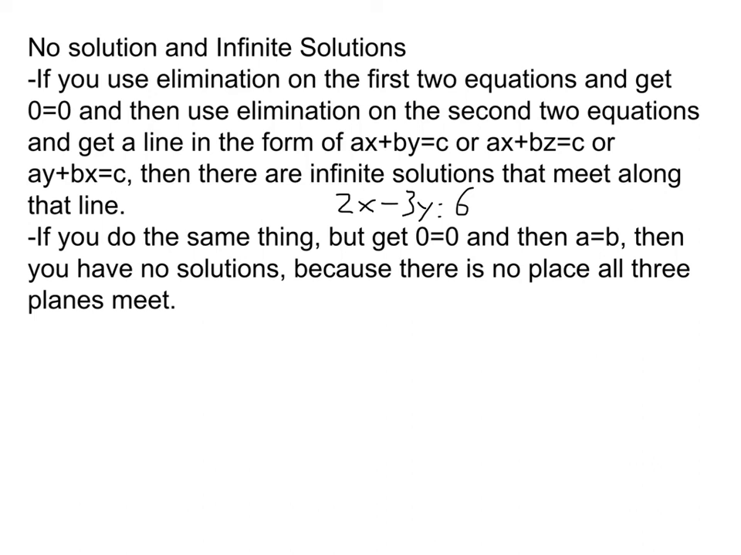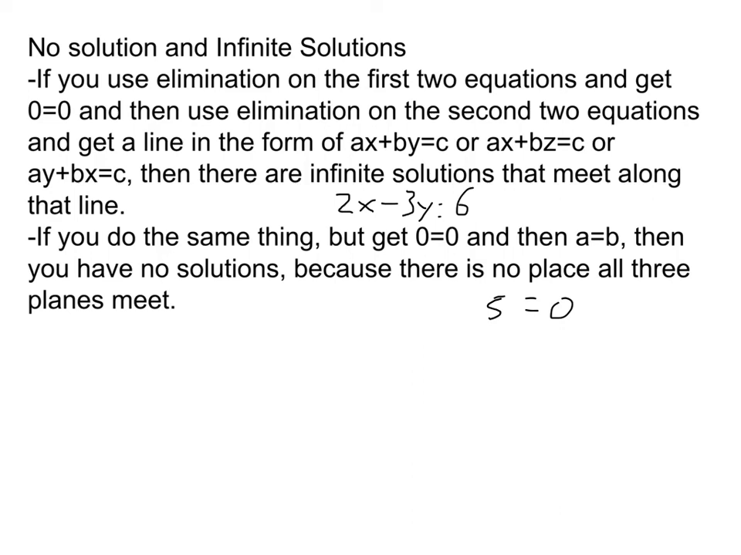Okay? If you're using elimination, starting from the very beginning, use elimination to eliminate a variable in the first two, but you get 0 equals 0, and then you do it with the next two, and you get a equals b, like let's say we had 5 equals 0, something like that. That would be a no solution because at no point is 5 ever equal to 0. So it's kind of that same idea, just a little bit different.